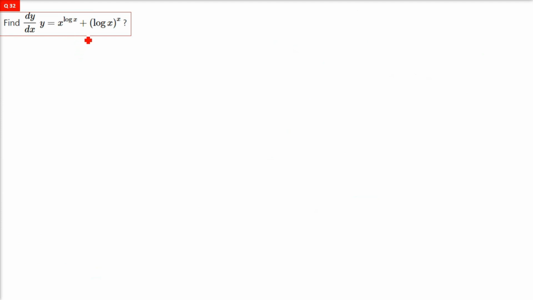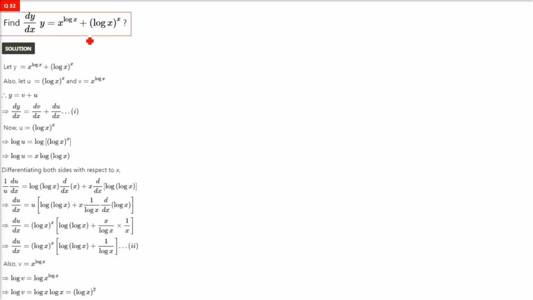Next, x to the power log x plus log x to the power x. So the scenario is same, the way is same. You can take it as u and v, you can take it as e to the power log, whichever you want. So we'll do it by taking u and v. So dy by dx will be equal to du by dx plus dv by dx.